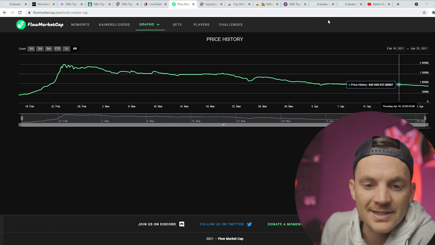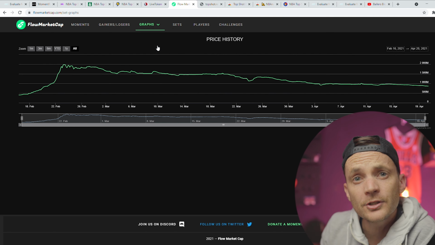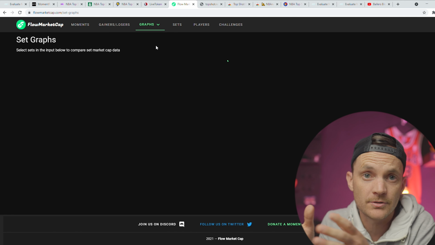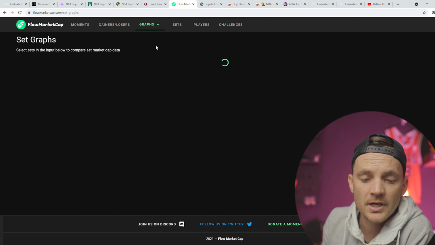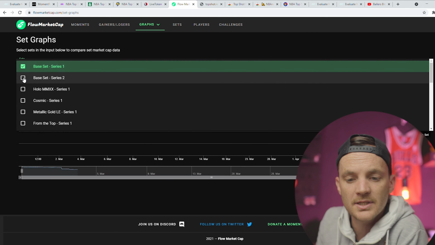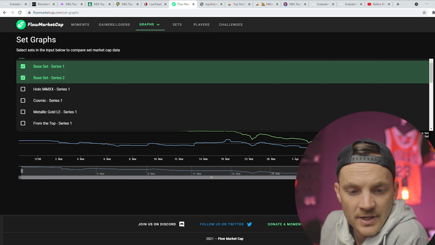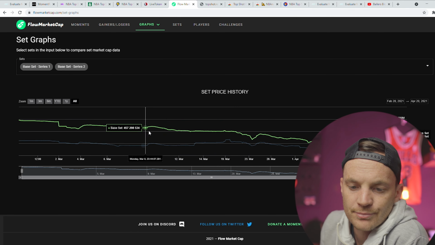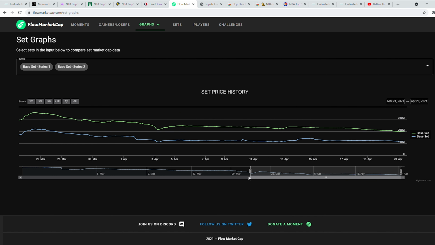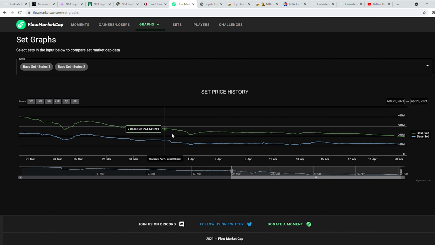The other one we can look at is set graphs, and you can compare them. So is series 1 holding value better than series 2? Well, this chart will tell you a story. Let's click on series 1 and series 2 together, and it plots them straight together. You can see it's pretty similar. We can widen this back into today, and look, they're pretty much running neck and neck.